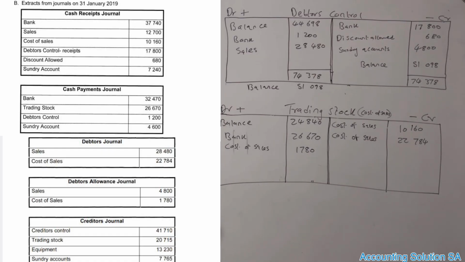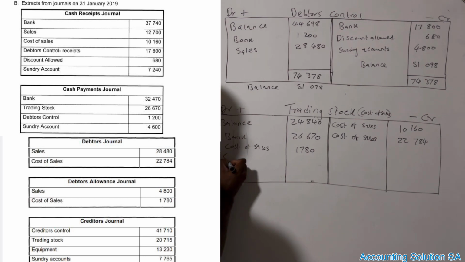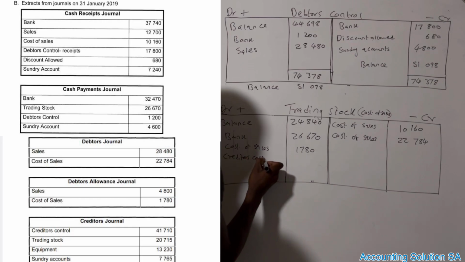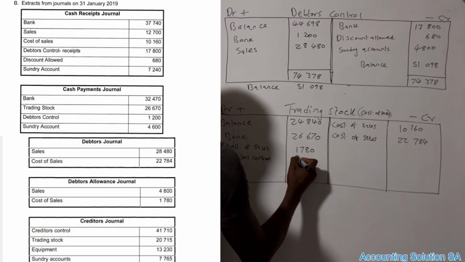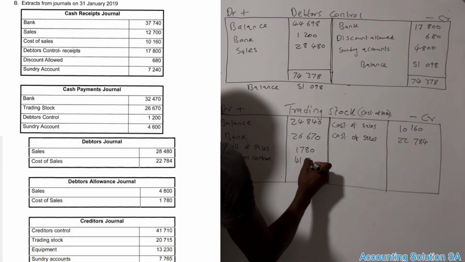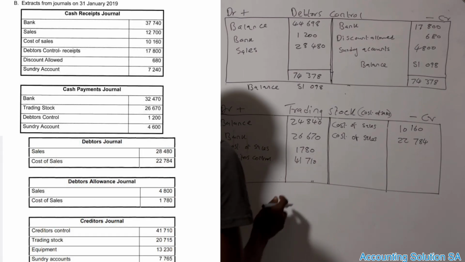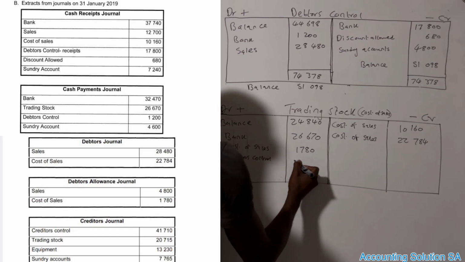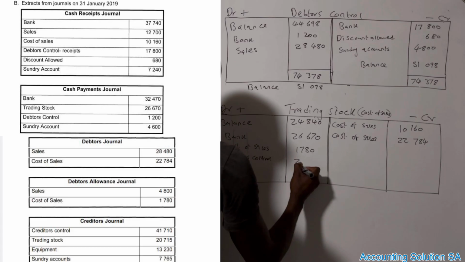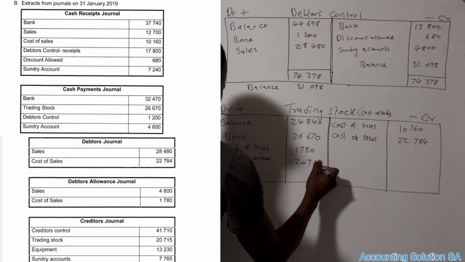Then the other one, creditors journal. We purchased the stock on credit, which means that the stock is increased by creditors control. It has increased because we purchased 41,710. Okay, no man. We purchased trading stock. That 41 has included even equipment, so it's 27,115.